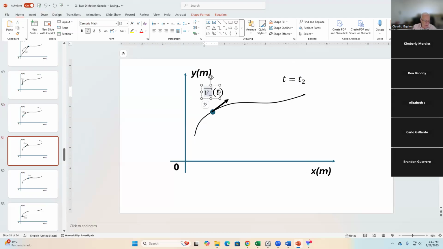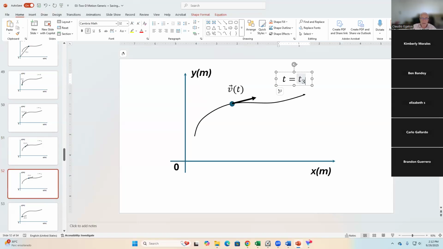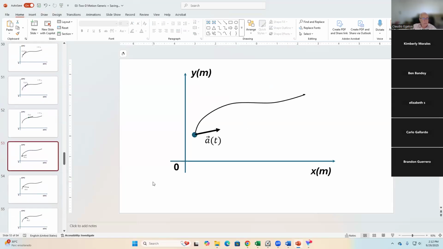And because I mention that T as being T2, I'm going to mention that V2 as well. Okay? And so on. Right? So here you go. T3, and so on.